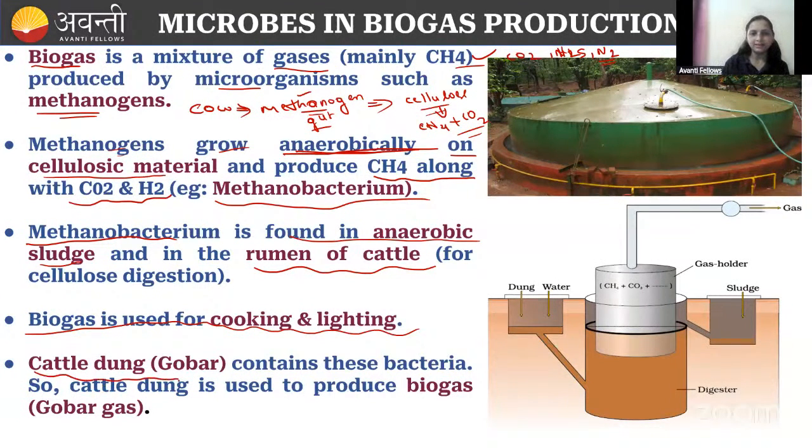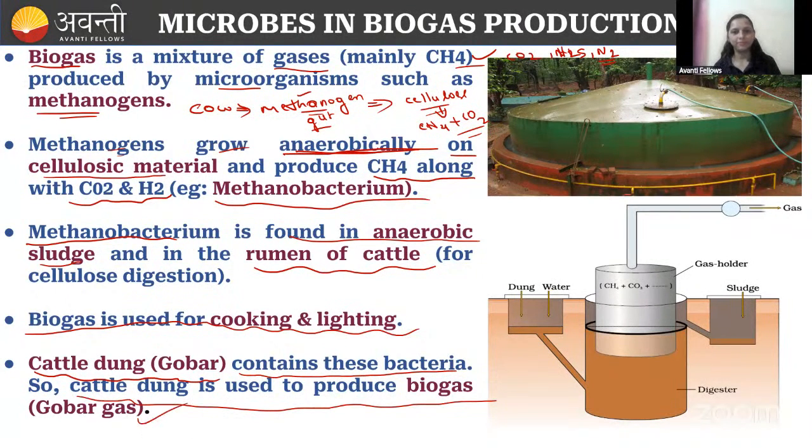And the cattle dung we will call as gobar. Okay, that cattle dung gobar contains these methanogen bacteria. So cattle dung is used for the production of the biogas. Okay, so here you can see that in the diagram.